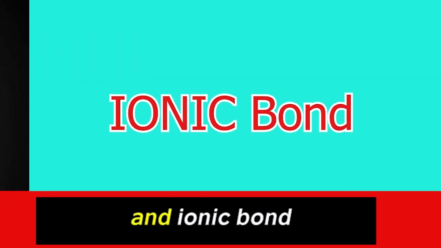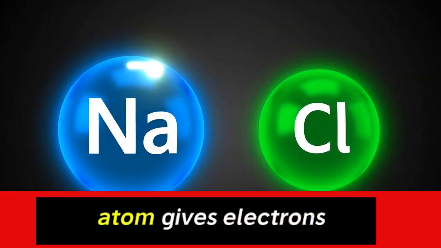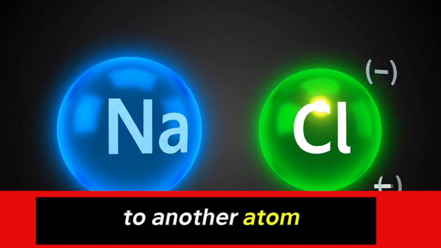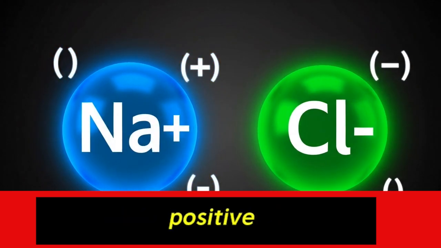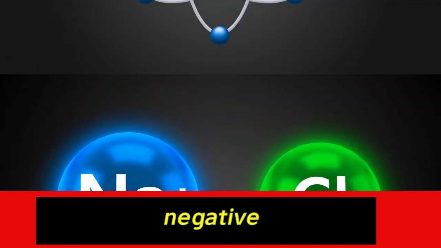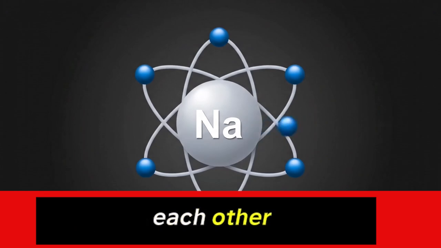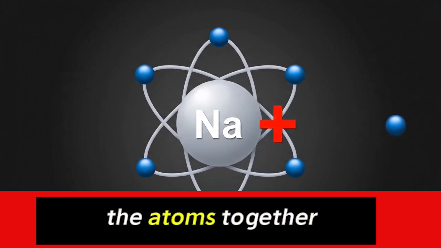Ionic bonds. An ionic bond forms when one atom gives electrons to another atom. One atom becomes positive, the other becomes negative. Opposite charges attract each other. This attraction holds the atoms together.